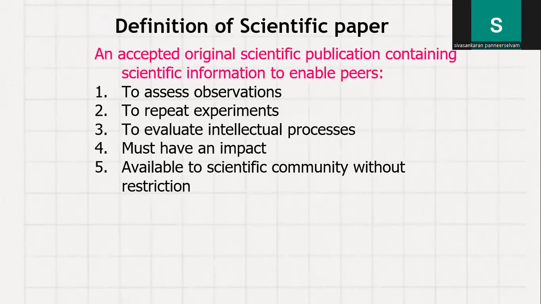So what do you mean by the scientific paper in a short and prescribed way? Take any accepted original, published article; it has the following key contents. First thing is assessing the observation: collecting the data from the literature, doing the experiments based on the literature, and evaluating the functional process through statistical illustrative methods. Then creating a big impact through conclusion, research and discussion, then making the available information accessible to the entire scientific community without any restriction. So these five major things will always be there in a scientific published manuscript.